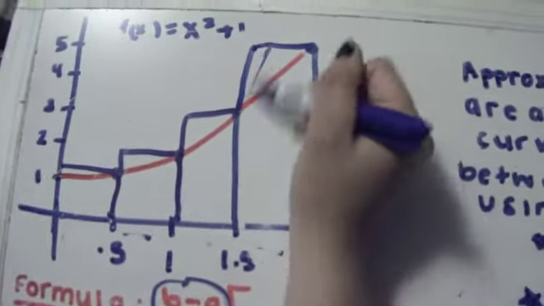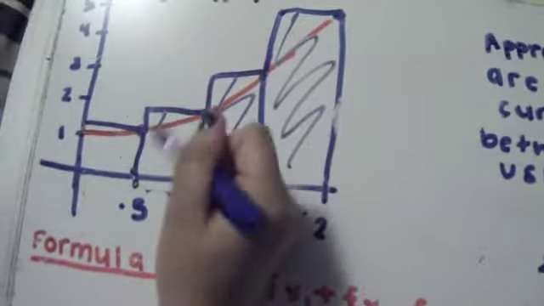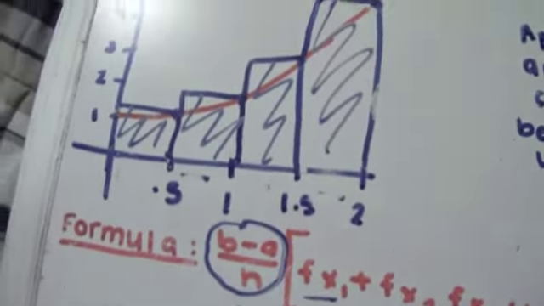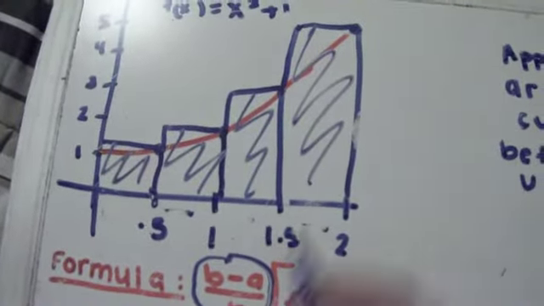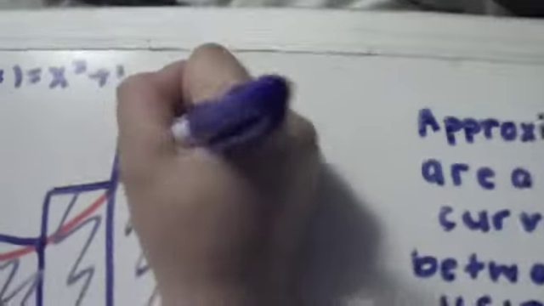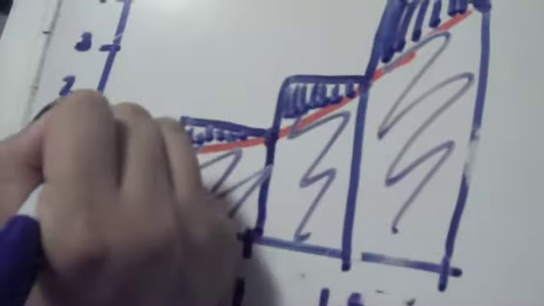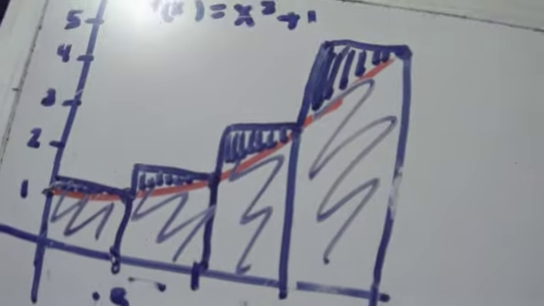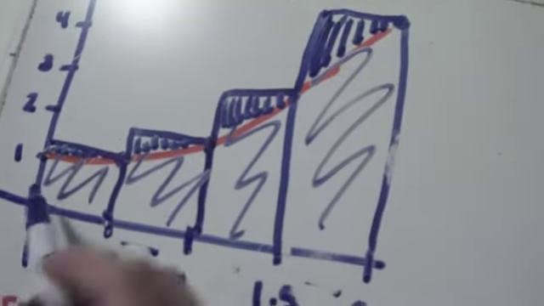So we're going to find the area of all of this. As you could tell, this is going to be an over approximation, because all of this is excess area, so more area than you need. So the area we're going to find is going to be over the actual area of this function. Okay, so now let's do the math.